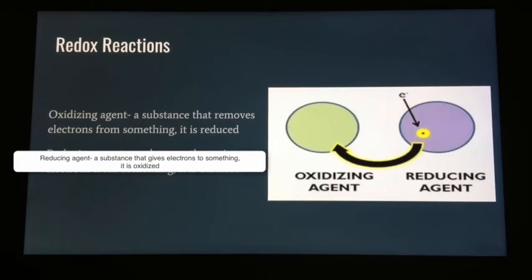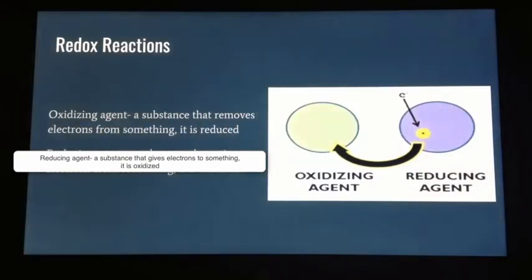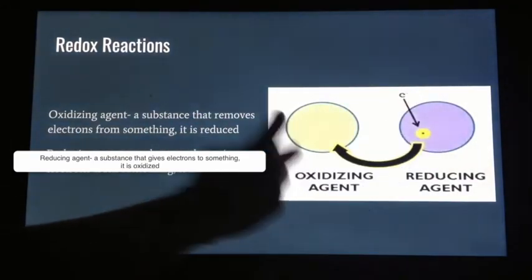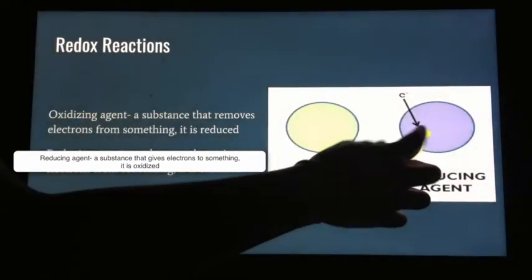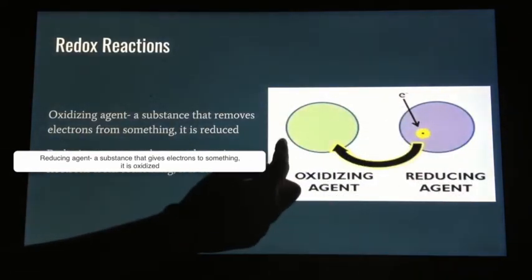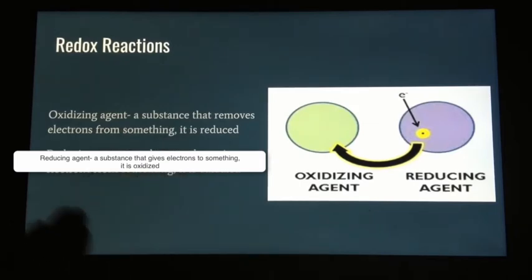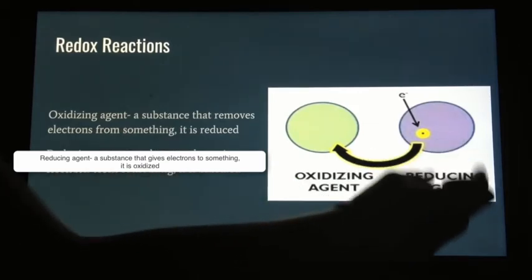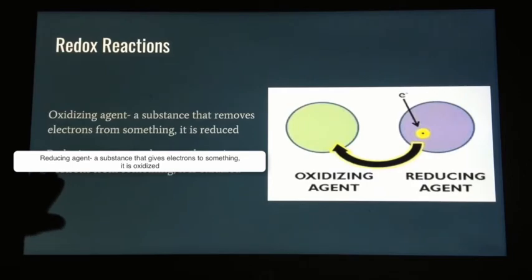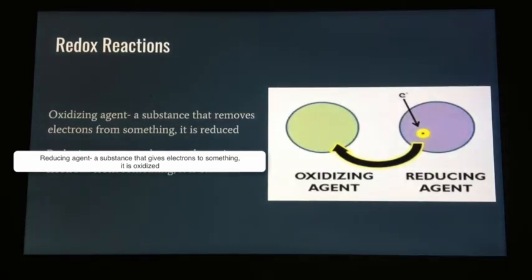It is oxidized. In this picture you can see the yellow dot is an electron and it's going to the left. That means that the right side is losing an electron, which means it's being oxidized, if you think back to OIL RIG. So this means it's a reducing agent, if you look at the definition.